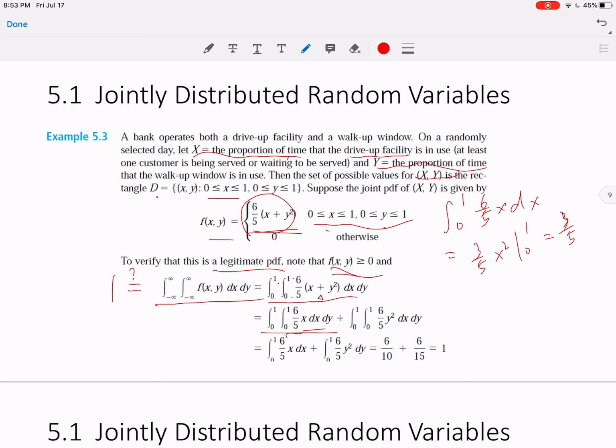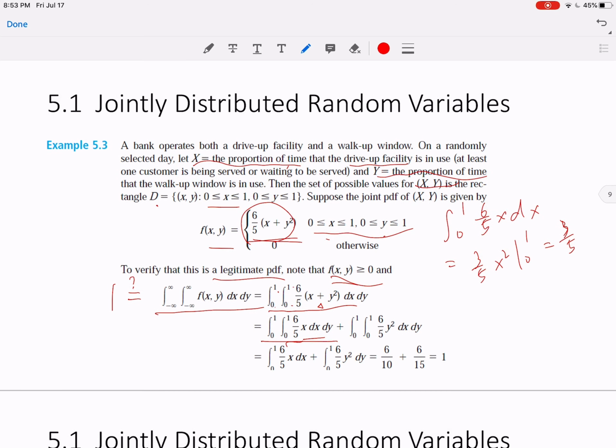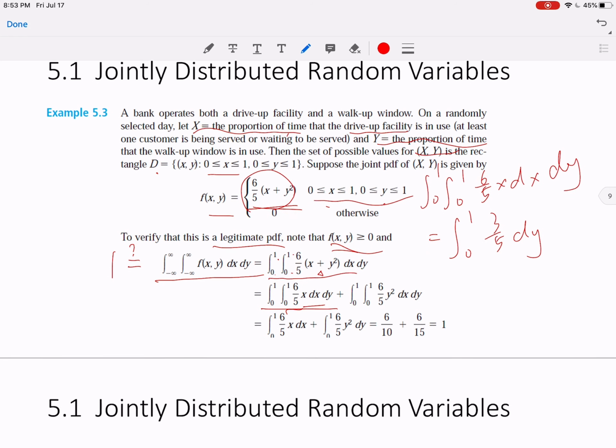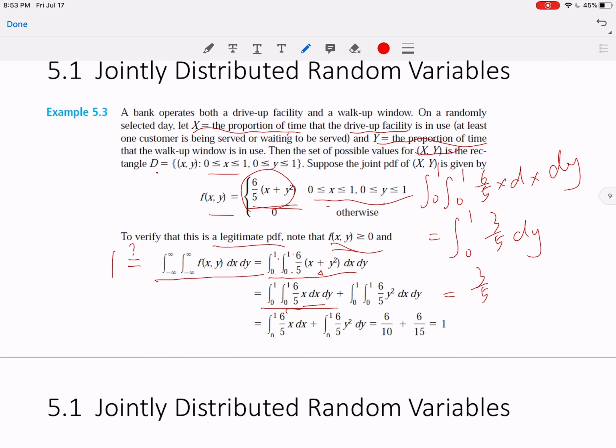If we add the outside part to it, let me put the outside part over here from 0 to 1 and then dy. Of course, let me rewrite this here. So we know the inside part is equal to 3/5 and then dy. This would be equal to 3/5 y from 0 to 1, and this is equal to 3/5. Okay, that's how you find the integration of the first part here.